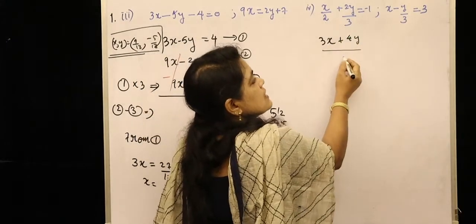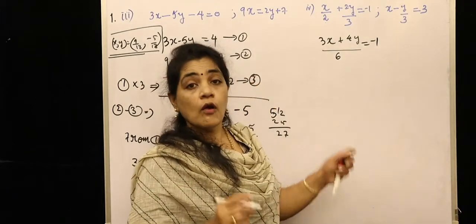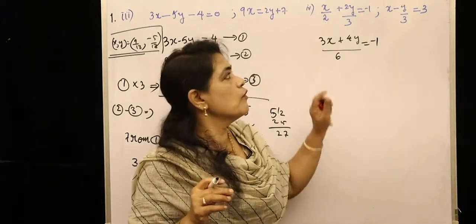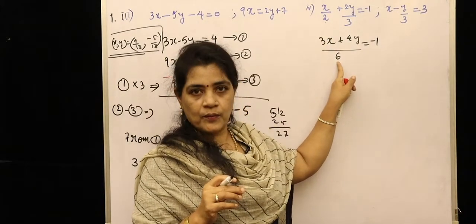So 2 3s are 6. This is equal to negative 1. Okay, now we got an equivalent expression of the given equation, now reduced into this form.